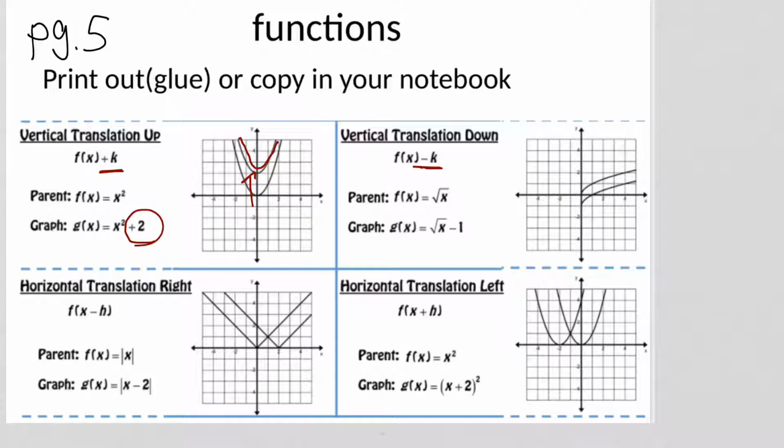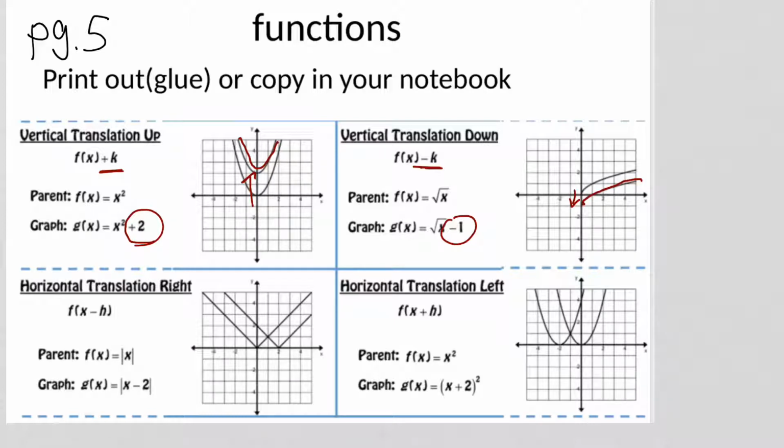For minus k, here they're taking the square root function, which kind of looks like a hook. They are going minus 1, so they're going down 1. So here they're going down 1 from the original one. So here's the transformed graph for that one.